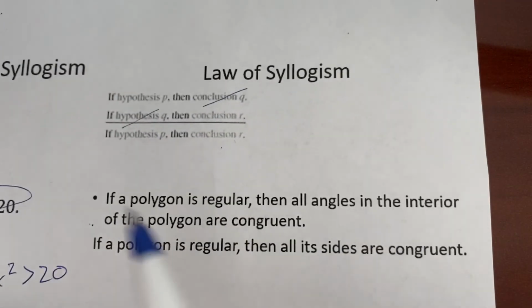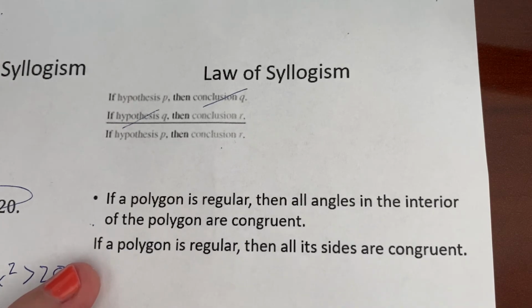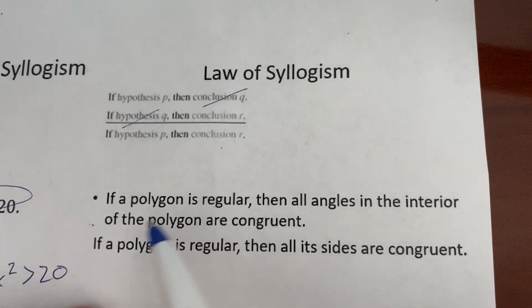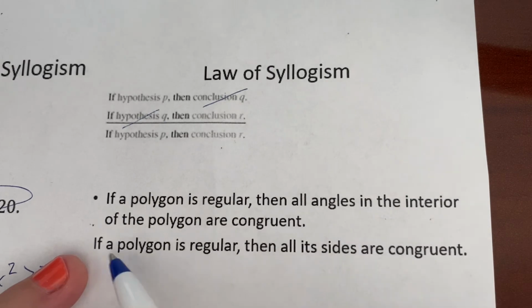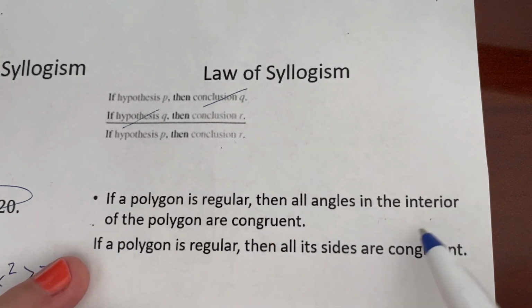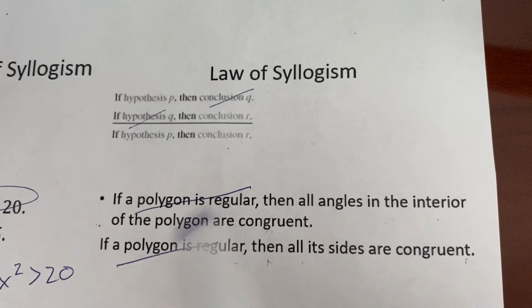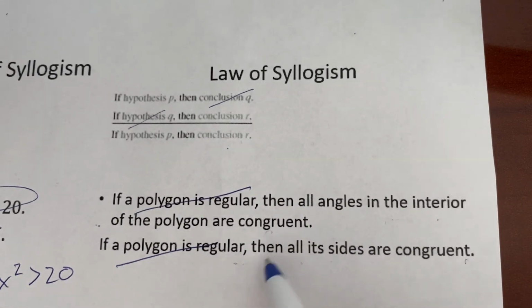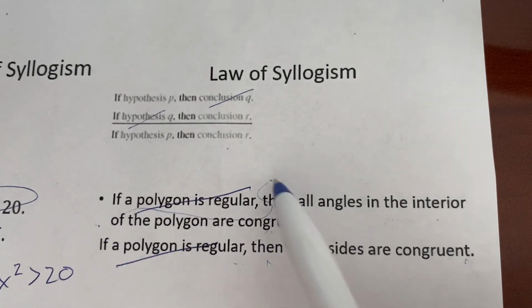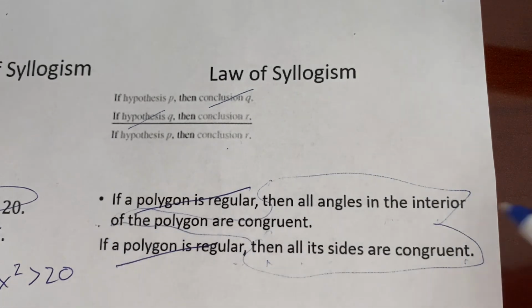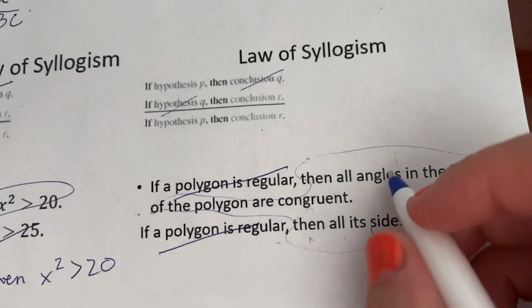All right, so let's look at the statement. If a polygon is regular, then all its angles in the interior of the polygon are congruent. If a polygon is regular, then all its sides are congruent. So we can cut out the "polygon is regular" part and combine these two. Someone's gonna ask me, I'm sure, does it matter which one's the if and which one's the then? No, it doesn't. I'm just gonna pick the first one because it is first.